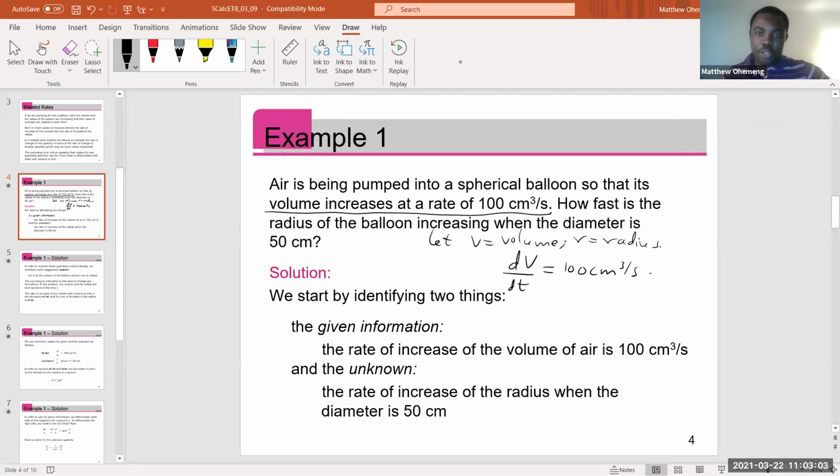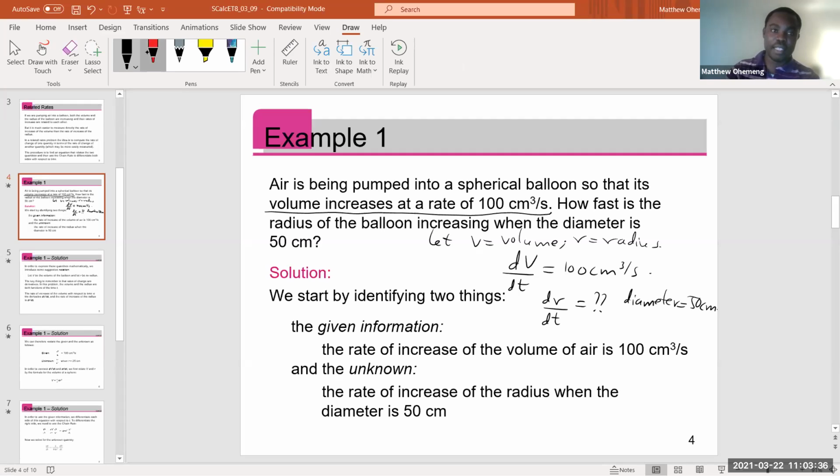Well, let's continue reading this. How fast is the radius of the balloon increasing when the diameter is 50 centimeters? So the question is asking for how fast the radius is increasing. That means the problem is asking for dr over dt. And then we are told that the diameter of this spherical balloon at the time is 50 centimeters. So how fast is the radius changing or increasing when the diameter is 50 centimeters? So we've been able to obtain the information from the problem.